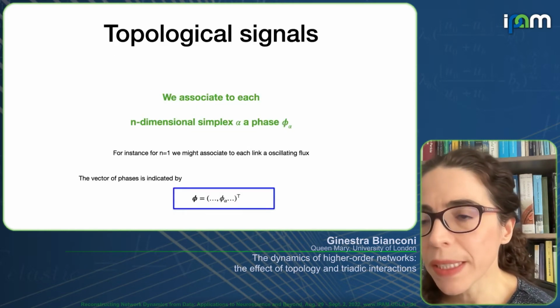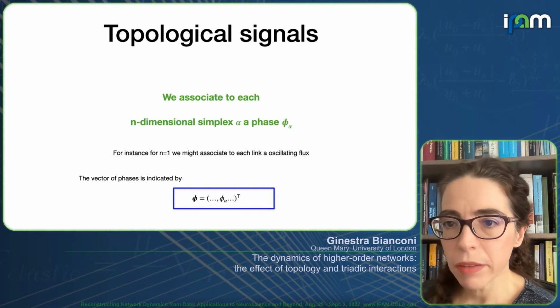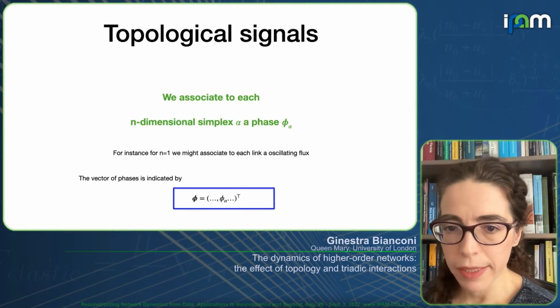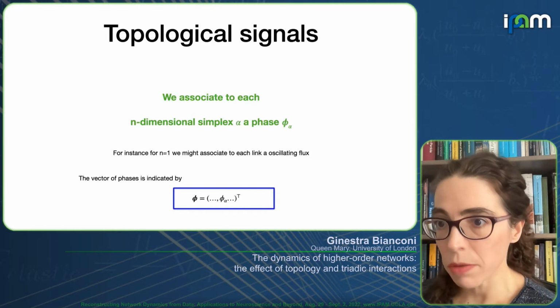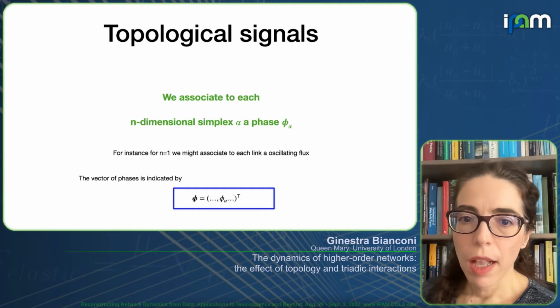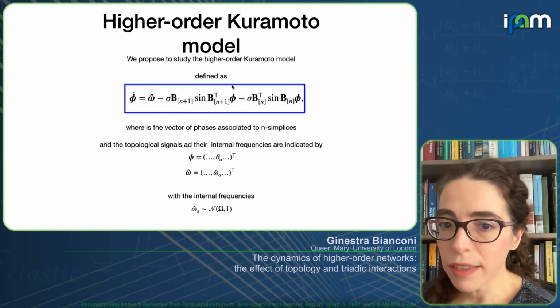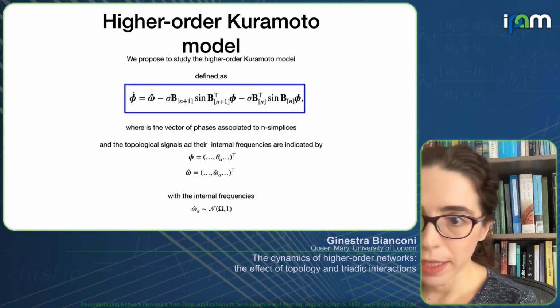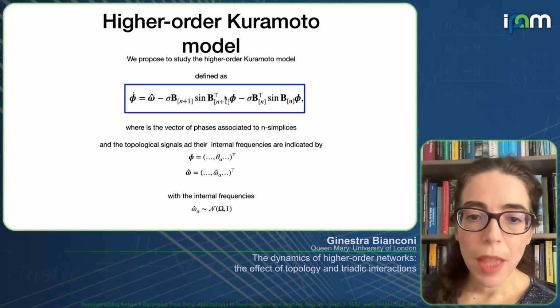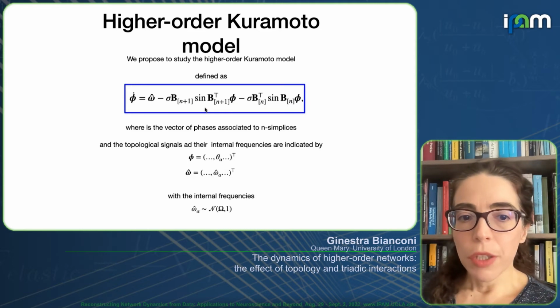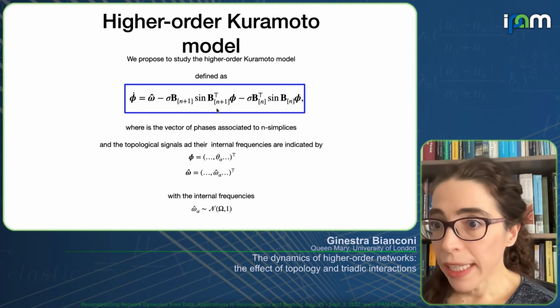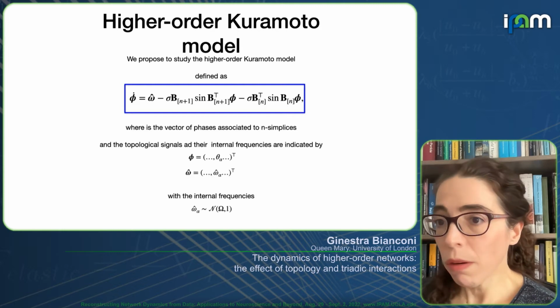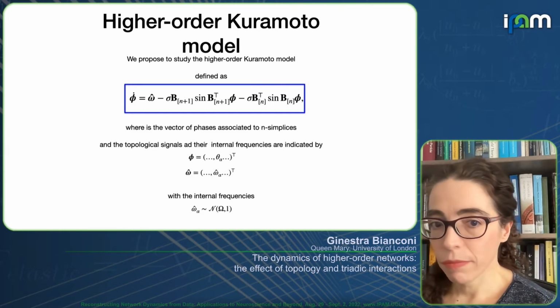So now the question is, how can we formulate the Kuramoto model for topological signals defined on the links, for instance, or on the triangle? And the way to do that is by using the higher order boundary incidence matrices, and you couple link to link if they share a node or if they share a triangle.